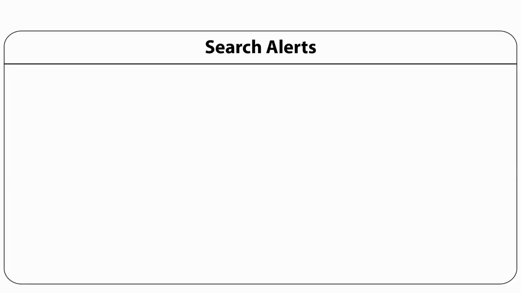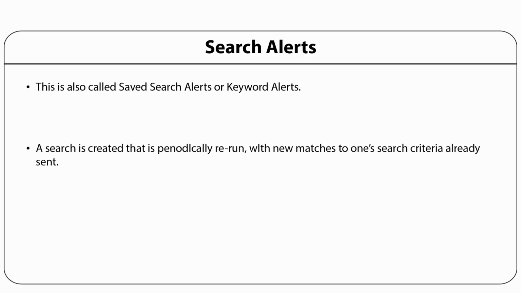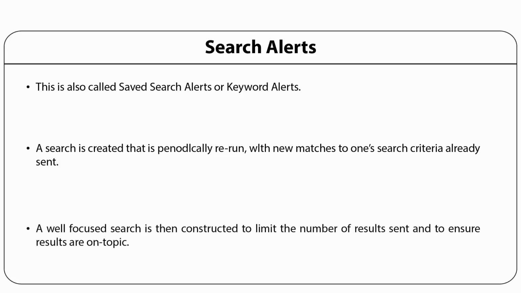Search alerts. This is also called saved search alerts or keyword alerts. A search is created that is periodically rerun, with new matches to the search criteria already set being sent. A well-focused search is then constructed to limit the number of results sent and to ensure results are on topic.